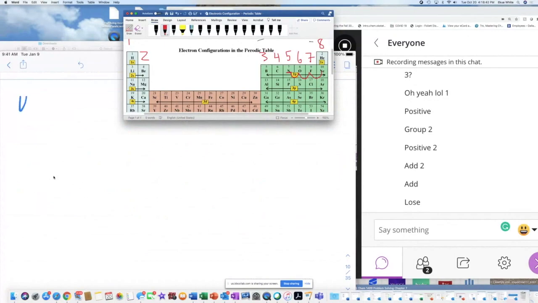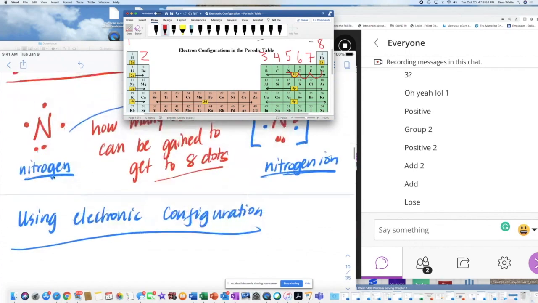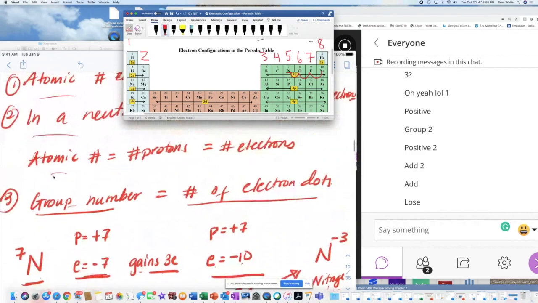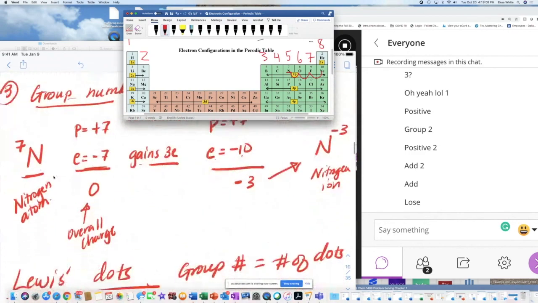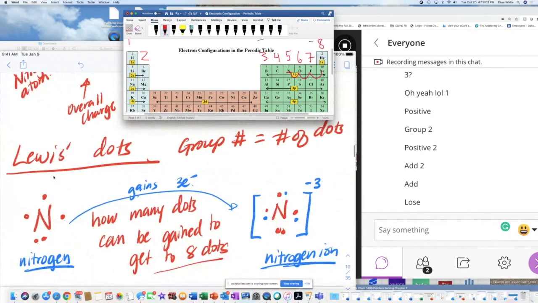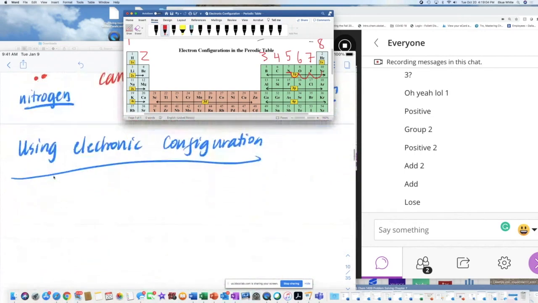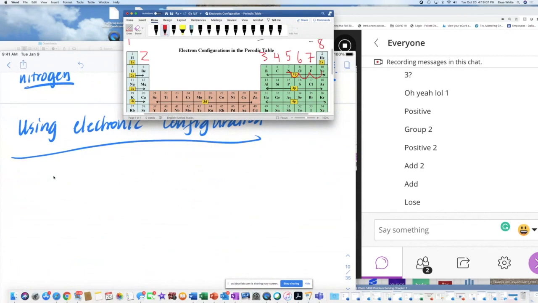Now we're using electronic configuration to tell the same transformation. In the first part, I just used the number of electrons to show you what was going on. In the second part, I used Lewis dots. Now I'm showing you the same transformation using electronic configuration.